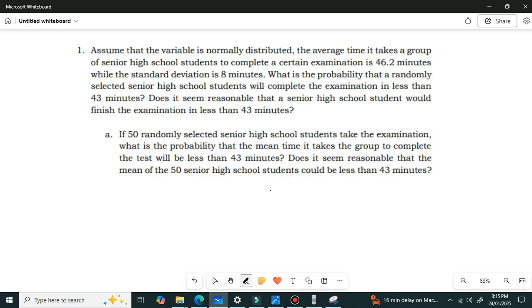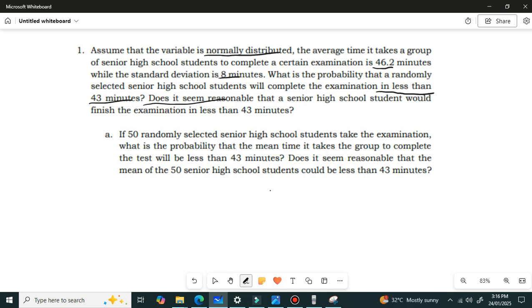Okay, a problem. Assume that the variable is normally distributed. The average time it takes a group of senior high school students to complete a certain examination is 46.2 minutes, while the standard deviation is 8 minutes. What is the probability that a randomly selected senior high school student will complete the examination in less than 43 minutes? Does it seem reasonable that the senior high school student would finish the examination in less than 43 minutes?